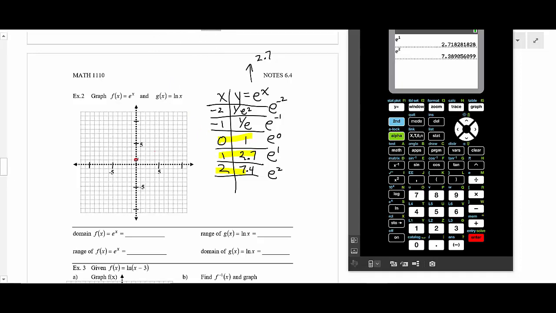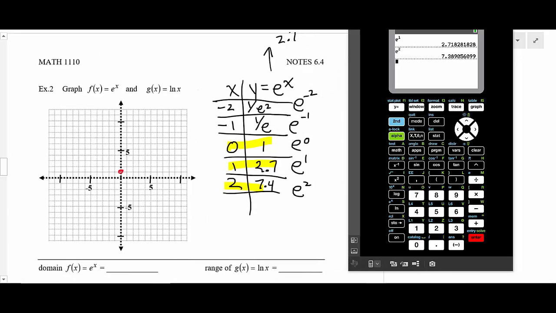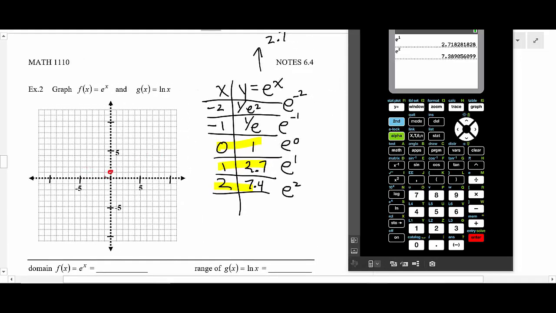We'll have a point (0, 1). Let me zoom in a little bit so I can see what I'm doing. Then we have a point at 1 and up about 2.7, over 2 and up a little bit bigger than 7. You'll have something like that. Then it approaches the x-axis like that. That's what the 1 over e squared and 1 over e say: as x gets smaller, going further to the left, you're approaching the x-axis but never reaching it. So you probably want to label that as y equals e to the x.